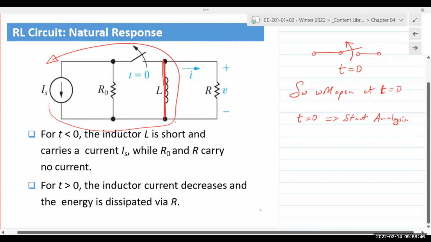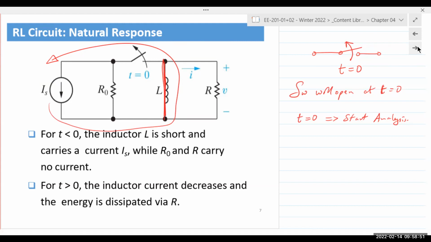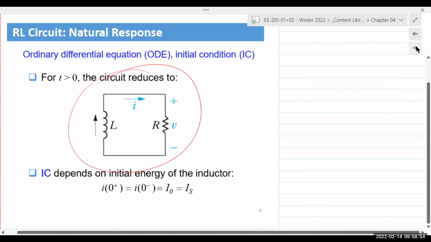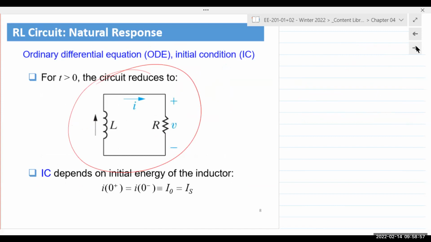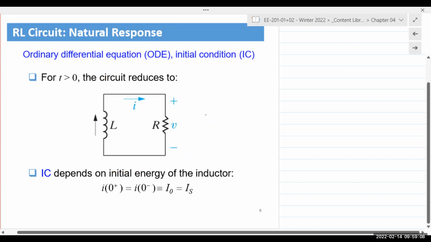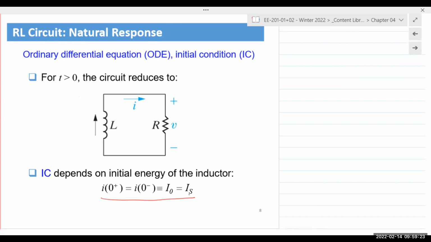So everything's going to the inductor, and at t equal to 0, when you flip the switch open, the circuit reduces to this. Now, the only thing left in the circuit is the resistor R on the right. So all of the current in that inductor is now being discharged through that resistor on the right. And we want to write our equation. Well, we need to figure out what the initial energy is in that inductor. The initial energy in that inductor would be equal to that current source IS, because the inductor was being charged from that current source IS.